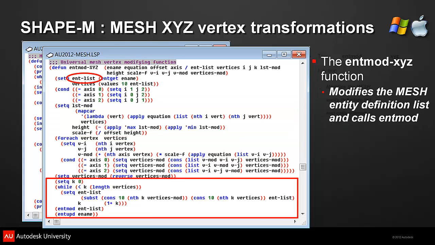The value computed for each vertex will later be multiplied by this scale factor. Finally, the mesh entity definition list will be modified just as we did in endmod-z, and the entity is transformed in a call to endmod using the modified entity list as argument. The function concludes with a call to the entupd function that updates the transformed entity so the modifications are immediately displayed.